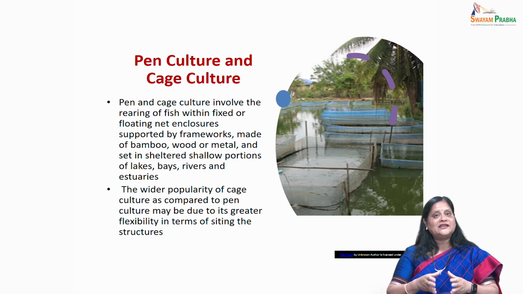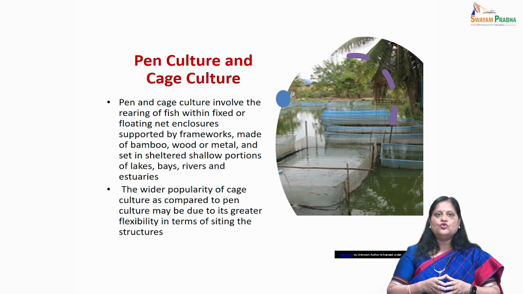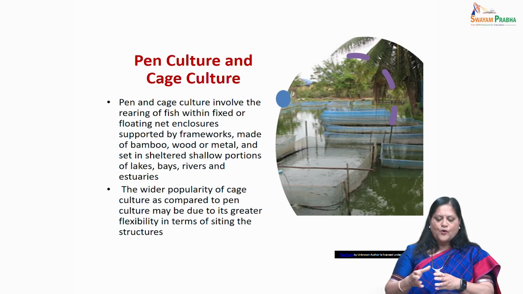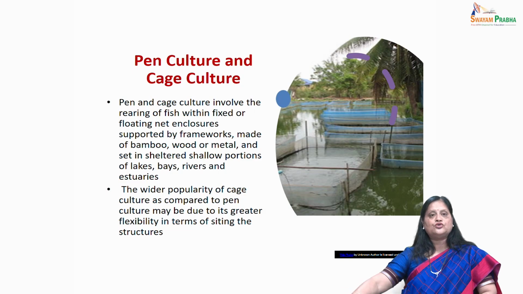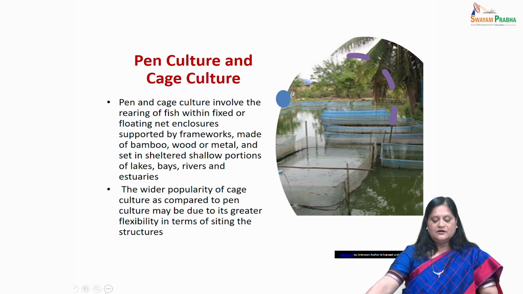Pen culture and cage culture. Pen and cage culture involve the rearing of fish within fixed or floating net enclosures supported by frameworks made of bamboo, wood, metal, and set in sheltered shallow portions of lakes and rivers. The wider popularity of cage culture as compared to pen culture may be due to its greater flexibility in terms of setting the structures.